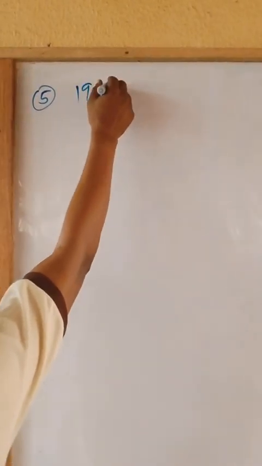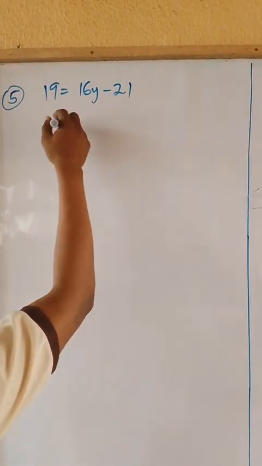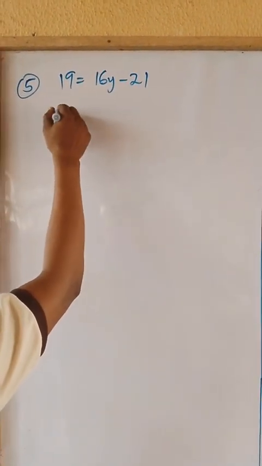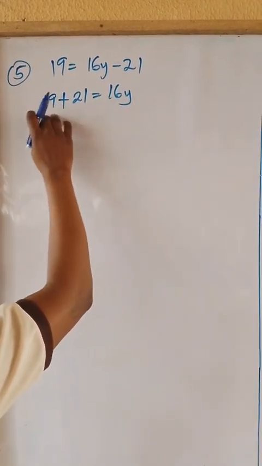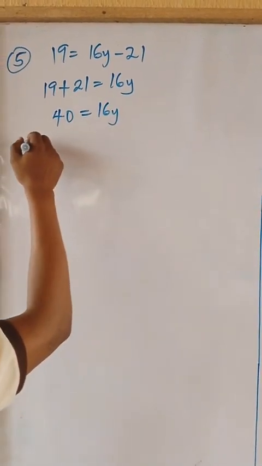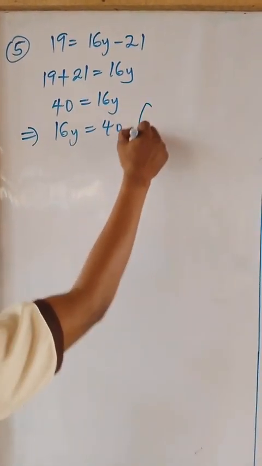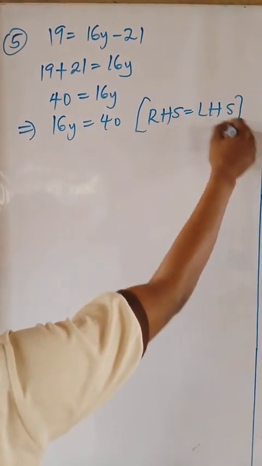We have 19 is equals to 16y minus 21. So we are going to collect the like terms. So we are going to have 19 plus 21 is equals to 16y. By the time we add this, we are going to have 40 is equals to 16y. We can also rewrite it as 16y is equals to 40, because the right hand side is equals to the left hand side.